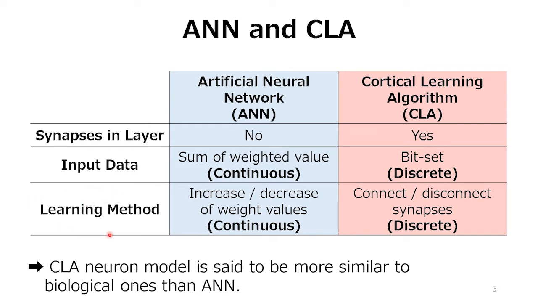For learning, ANN increases or decreases continuous weight values. On the other hand, CLA discretely connects and disconnects synapses. Thus, they use the same concepts in different ways. Actually, the CLA neuron model is more similar to biological ones than ANN.